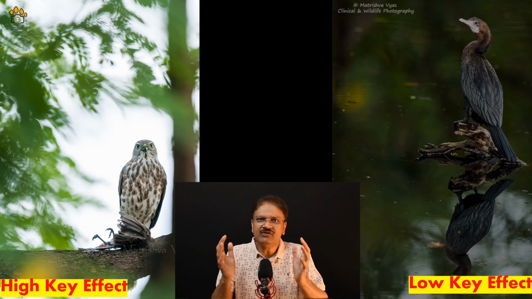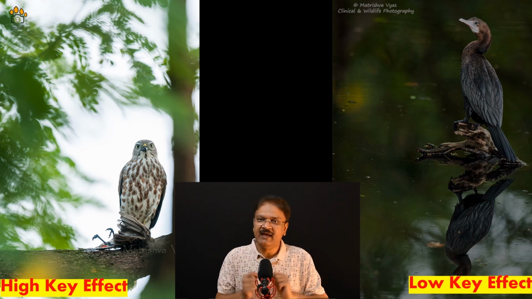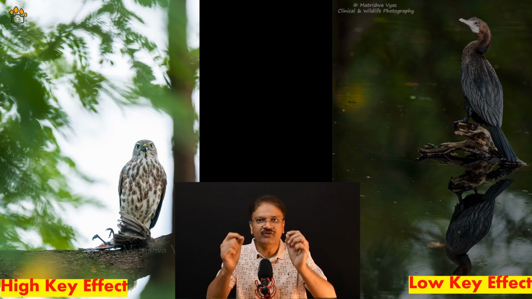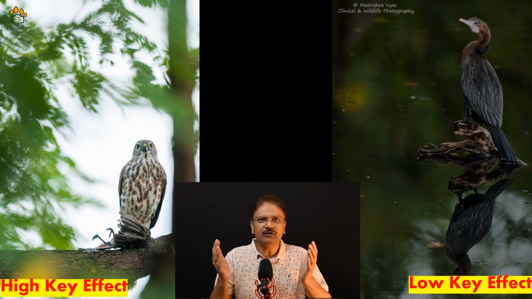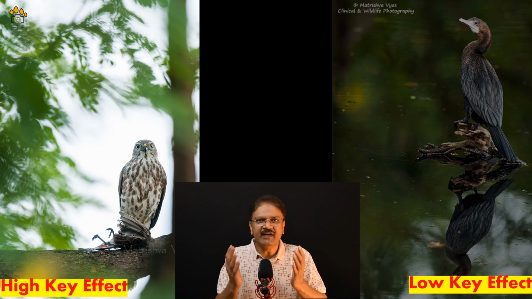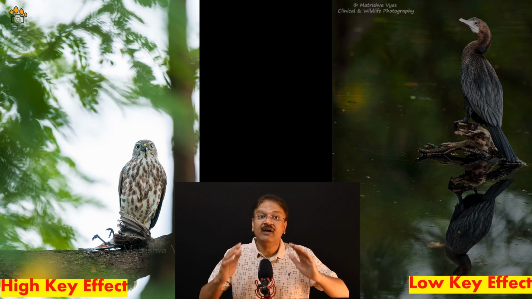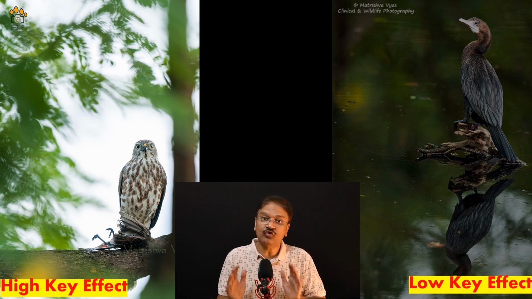And then there are situations in which you deliberately want all the tones in your image to be bright for the so-called high-key effect. In such case, you give a positive compensation. And if you want all the tones in your image to have a shade of dark, then use negative compensation to achieve the so-called low-key effect. So depending on your choice, depending on your taste, play with exposure compensation and create artistic images.